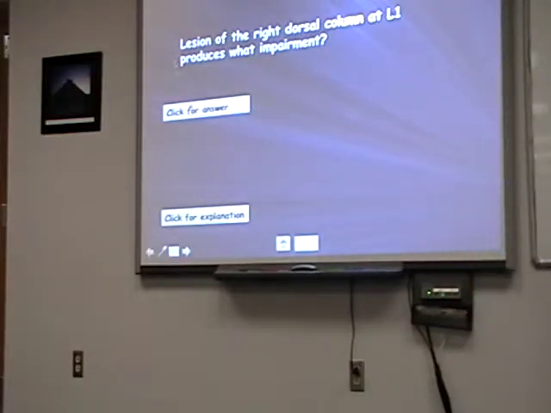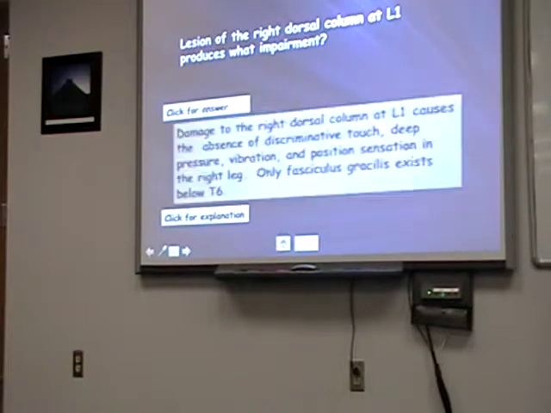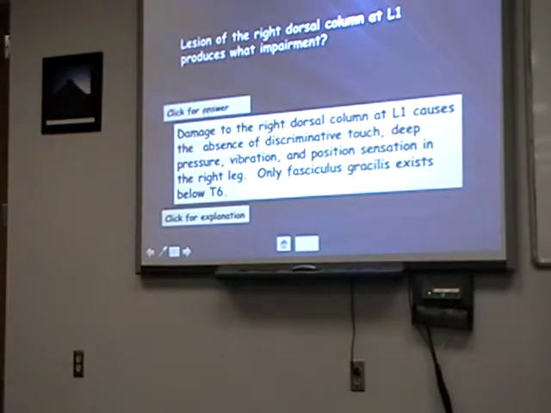All right. So then when you get this, you can click... So damage to the right dorsal column is absence of what you said: discriminative touch or two-point discrimination, deep pressure, vibration, and position sensation or proprioception in the right leg. And so this would be fasciculus gracilis because that's all that is there at L1.